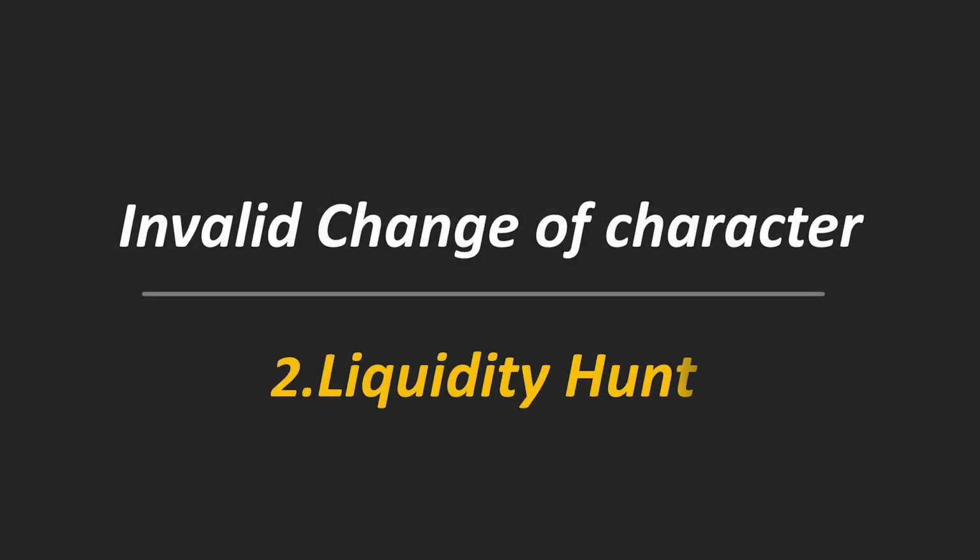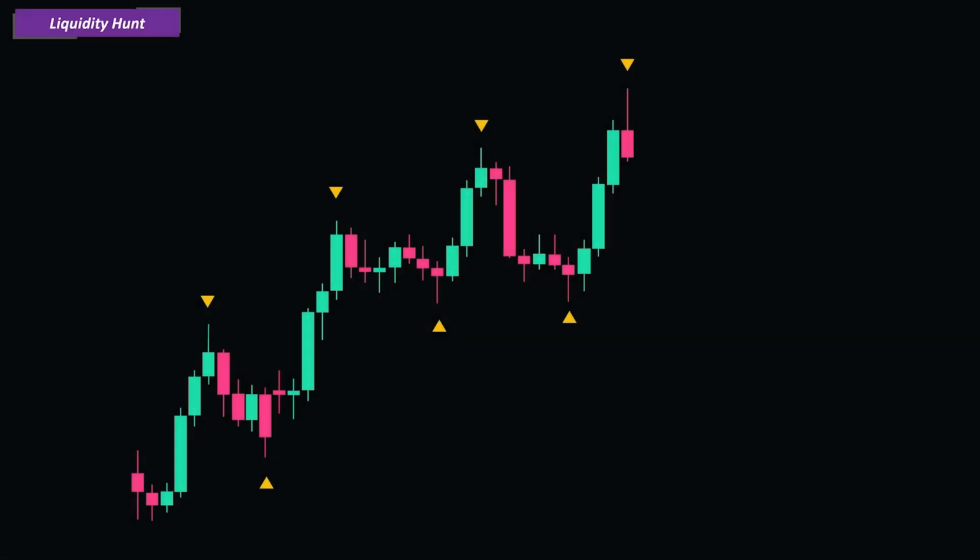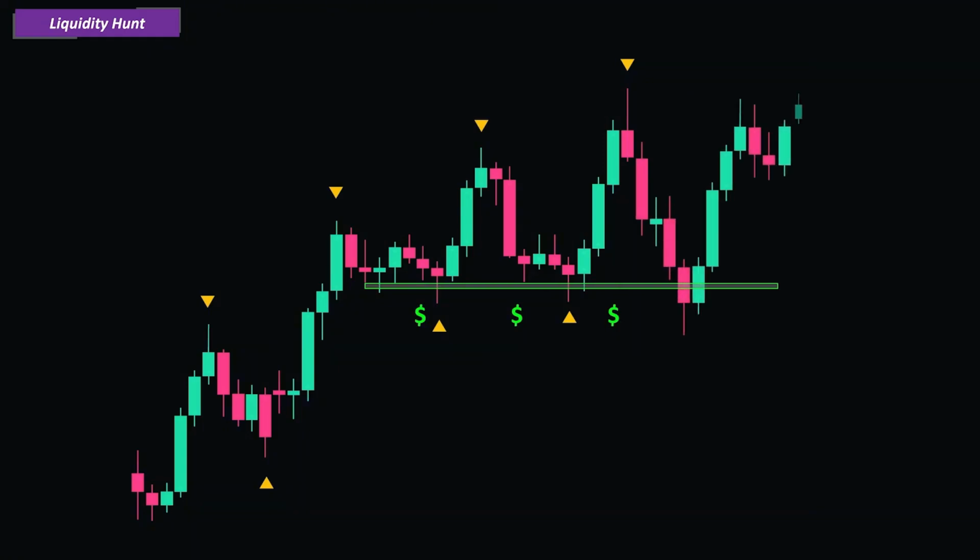Number 2. Liquidity hunt. If the swing low is placed in a liquidity area, price may briefly break below it to grab liquidity and then reverse. This was just a false move to grab liquidity, not a real reversal, which makes the change of character invalid.